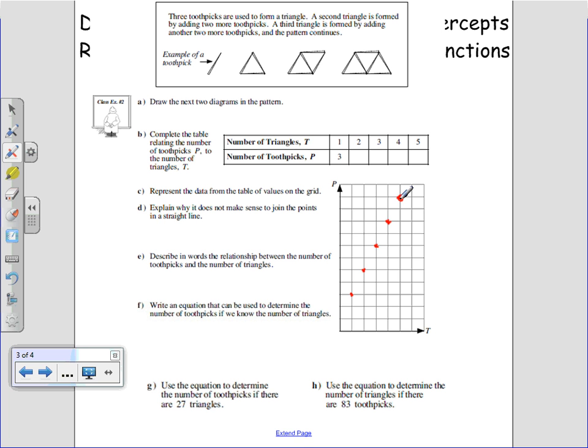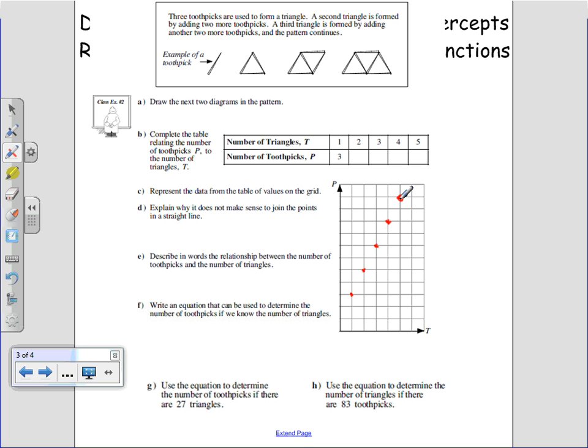Pretty much. 1 toothpick still is, it would work like that. So that one doesn't quite work out, does it? It works for everything but that. What about negative 1 T? If we had negative 1 triangles, would that even make sense? It wouldn't make sense at all. You don't have negative triangles.